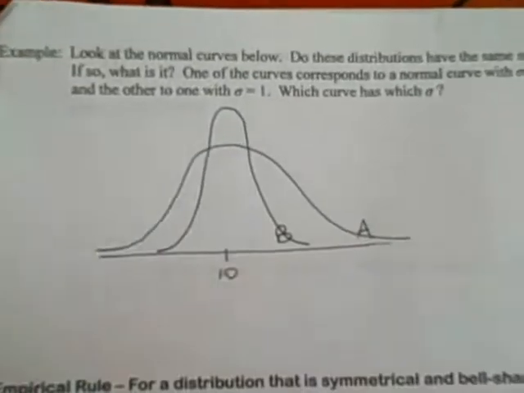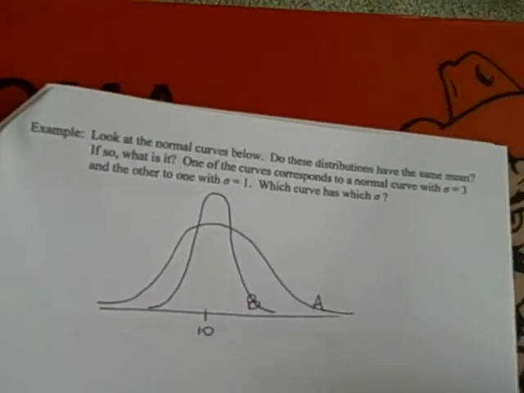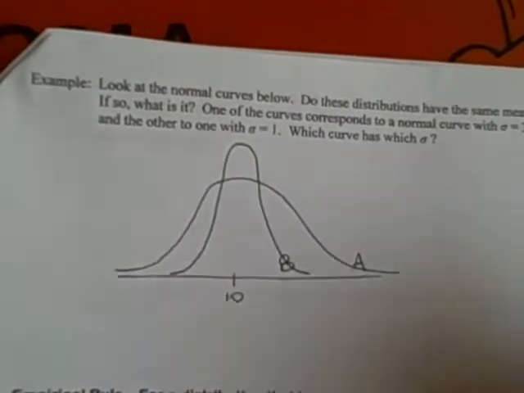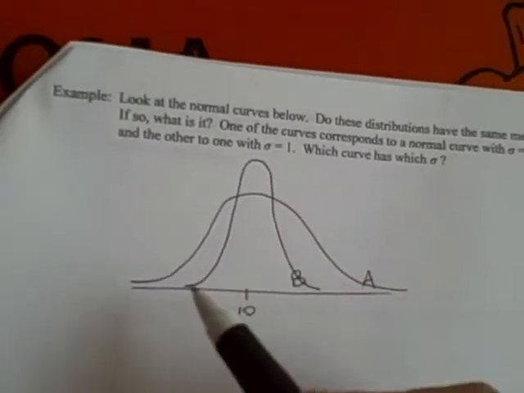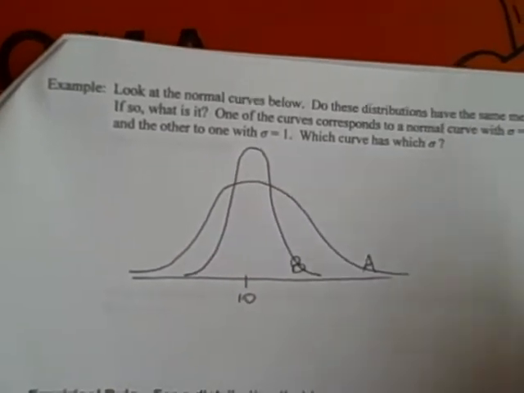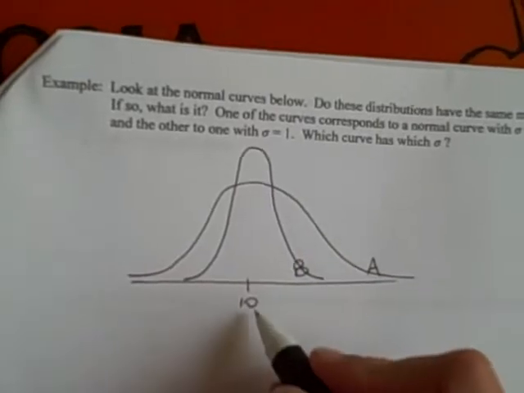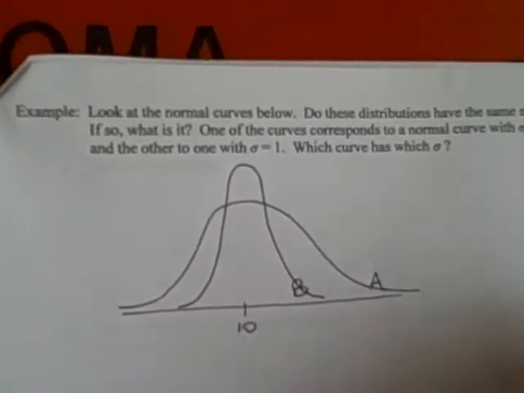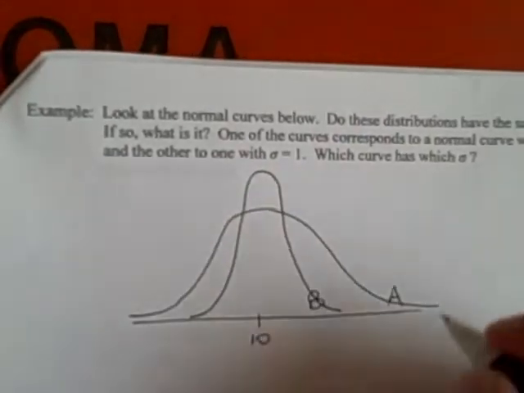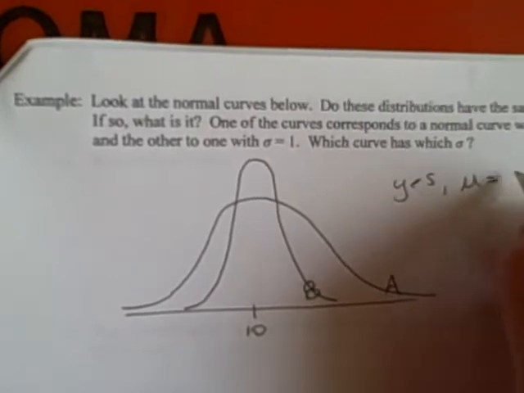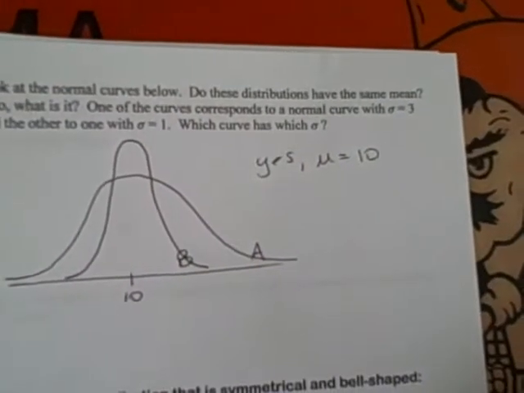Okay, I tried to draw these with pens, so look at the normal curves below. Do these distributions have the same mean? Okay, and I tried to draw that. Yes, they should if we draw those correctly. All right, what is it? Well, it looks like they both have a mean right here centered at 10. So, yes, mu equals 10.